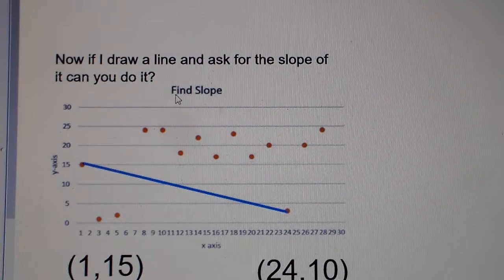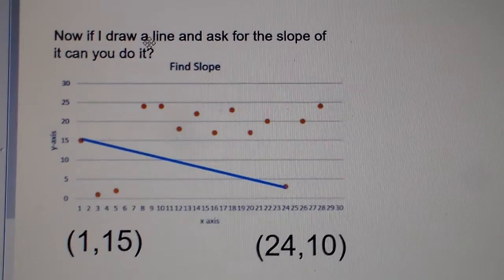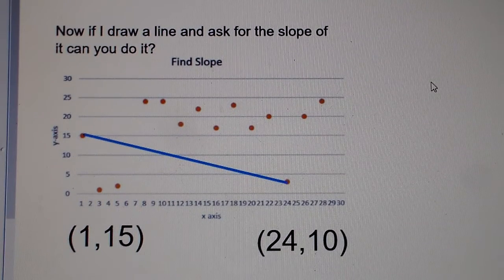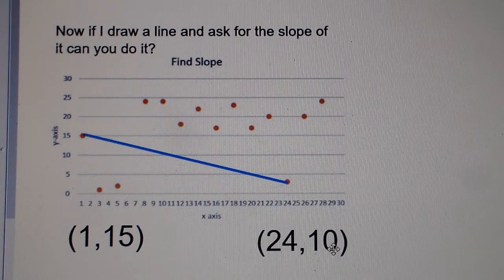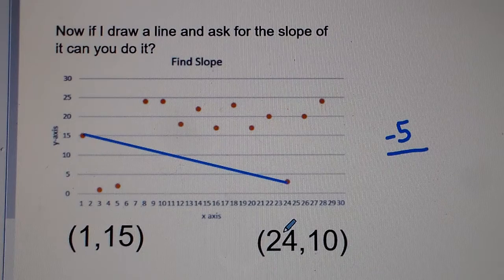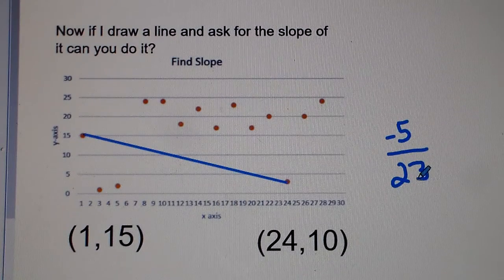That means we have a slope of 1 here. Next one up. Now if I draw a line, same story. If I draw a line and ask for the slope, can you find the slope of this line? So the coordinates here are 1, 15 and the coordinates here are 24, 10. So what we do, 10 minus 15 gets us negative 5. And then divided by x2 minus x1, so 24 minus 1 gets us 23, so negative 5 over 23. And that'll be the slope of this line.